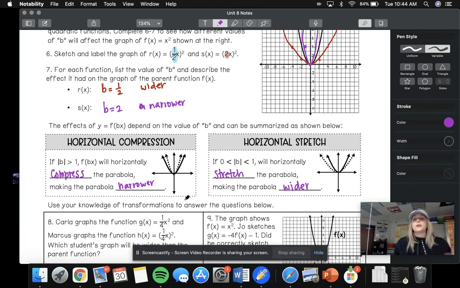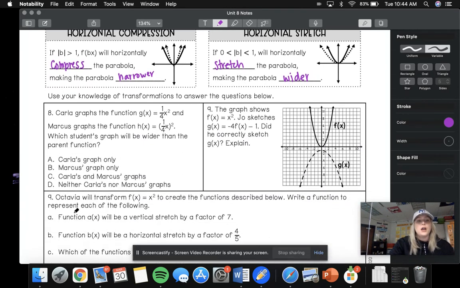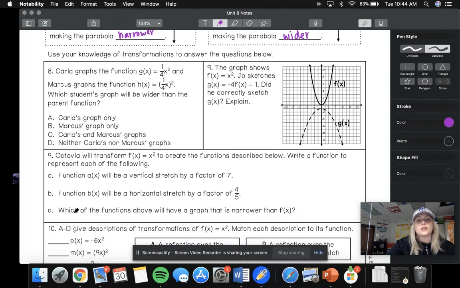Okay, so again, just different things. We can do it vertically, which means we have an a value, we're multiplying a function by a, or we have a horizontal dilation where we're multiplying our x by a b value, and that would do something else. Okay, still, again, it's making it narrower or wider. All right, Carla graphs the function 1/2 x squared, and Marcus graphs the function parentheses 1/2 x squared. Which student's graph will be wider than the parent function?